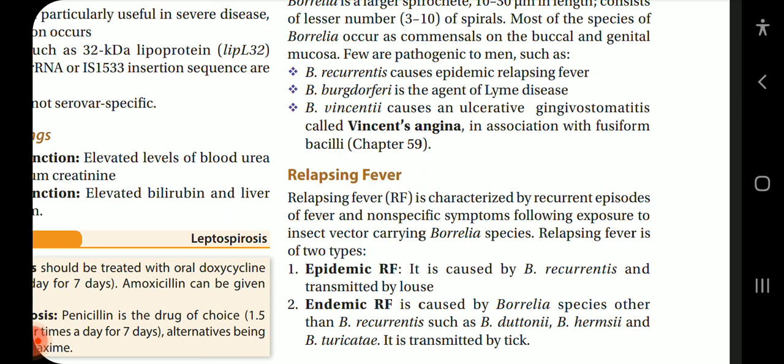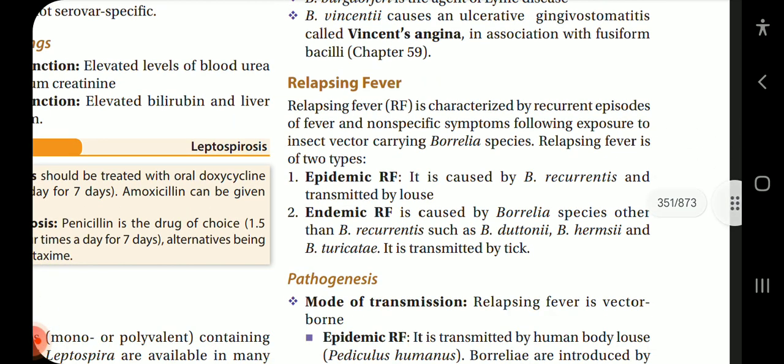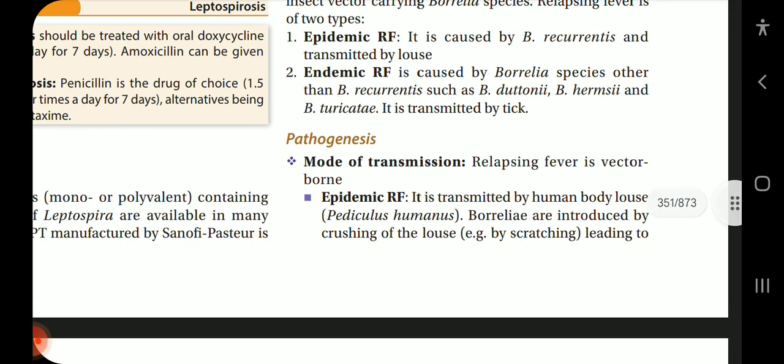All right, now comes the relapsing fever. Relapsing fever is characterized by recurrent episodes of fever and non-specific symptoms following exposure to an insect vector carrying Borrelia species. Relapsing fever is of two types, epidemic and endemic. Epidemic relapsing fever is caused by Borrelia recurrentis and is transmitted by louse. Endemic relapsing fever is caused by Borrelia species other than Borrelia recurrentis, such as B. duttonii, B. hermsii, and B. turicatae. It is transmitted by tick.